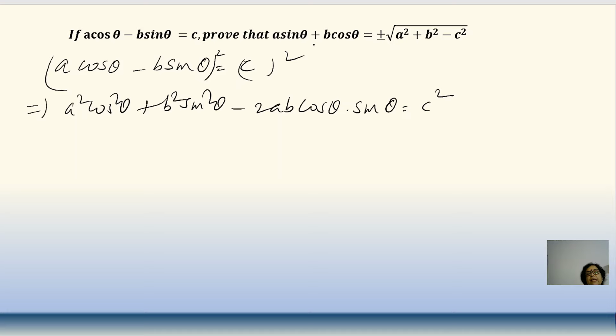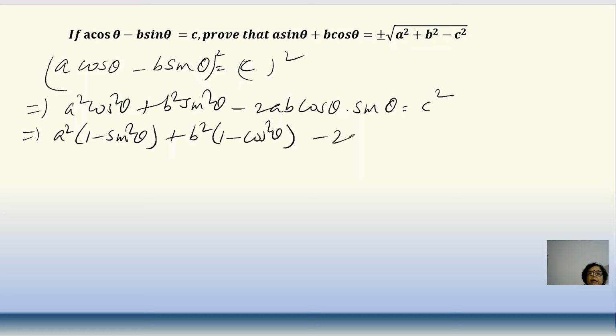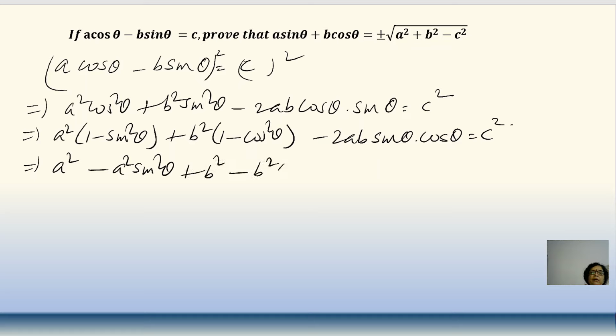Now here we have to get a sine theta and b cos theta. So we'll break this cos square theta as 1 minus sine square theta, and we'll break the sine square theta as 1 minus cos square theta, minus 2ab sine theta cos theta is equal to c square. So now open up the bracket. You get a square minus a square sine square theta plus b square minus b square cos square theta minus 2ab sine theta cos theta is equal to c square.